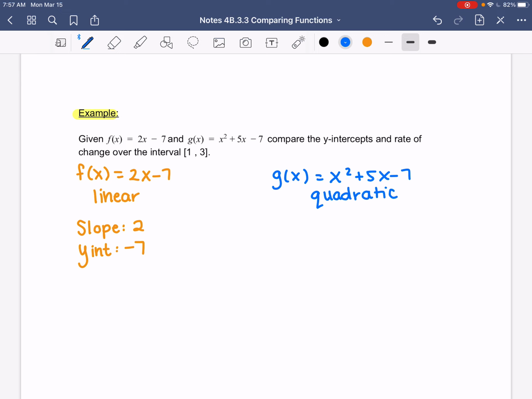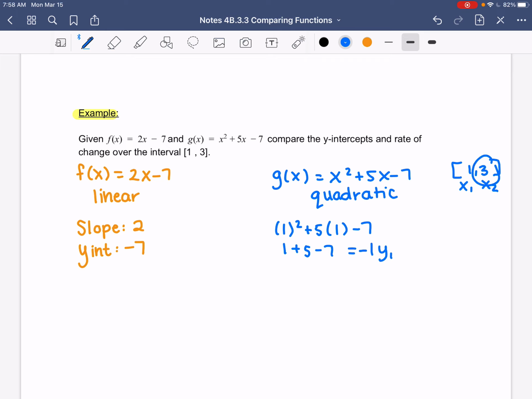So in order to find my slope, I have to use my interval 1, 3. That's my x1, x2, because it's an interval, not a point. In order to find y1 and y2, I have to take these two values and plug them in. So if I plug in the number 1 squared plus 5 times 1 minus 7, I get 1 plus 5 minus 7, that is -1, so that's y1.